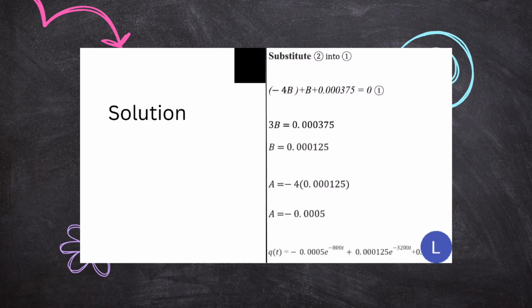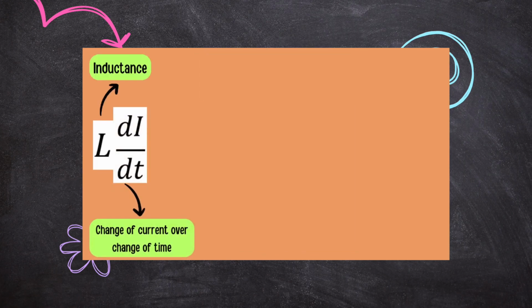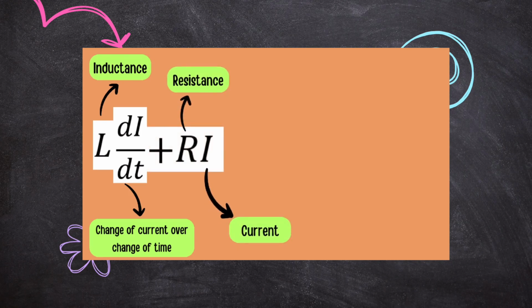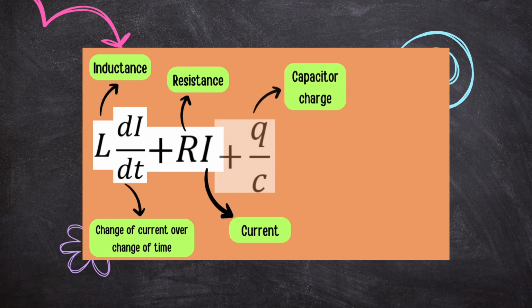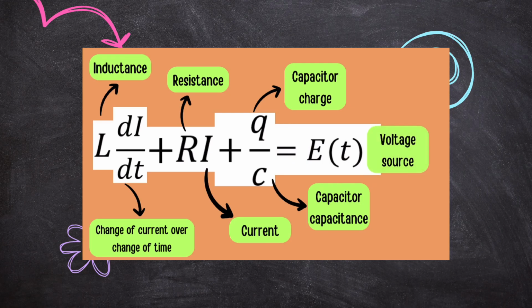Thank you. RLC circuit in electrical engineering is one of the applications of second order differential equation. The RLC circuit equation can be written as L, which is the inductance, times dI/dt, which is change of current over change of time, plus the product of resistance R with the current flowing in the circuit I, plus Q, the capacitor charge, divided by C, the capacitor capacitance, equal to E(t), which is the voltage source.